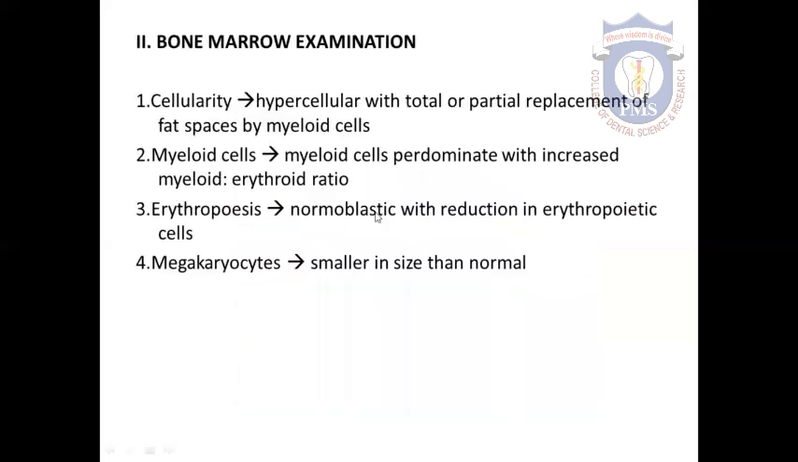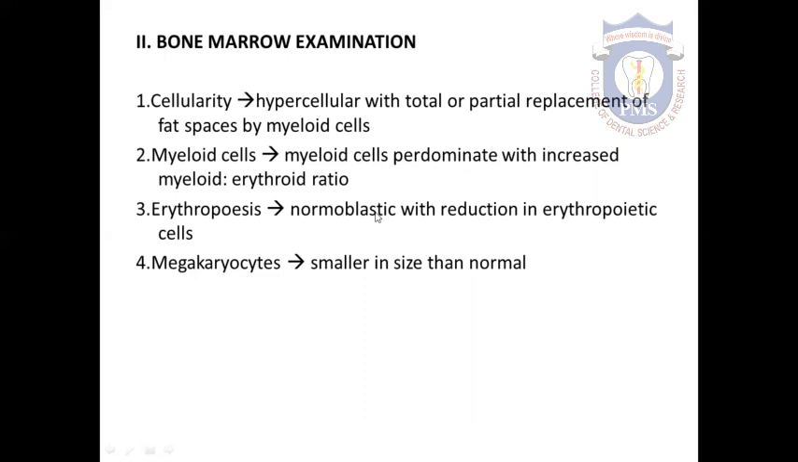Now, coming to the bone marrow examination. The striking feature seen in bone marrow examination is its increased cellularity. First of all, the bone marrow will be hypercellular with a total or partial replacement of fat spaces by the myeloid cells. We know that chronic myeloid leukemia occurs in adults, and in adults, a major part of the bone marrow will be composed of fat spaces. But in chronic myeloid leukemia or any myeloproliferative neoplasm, the marrow fat spaces will be decreased and the hematopoietic elements in the marrow will be increased, resulting in a hypercellular marrow.